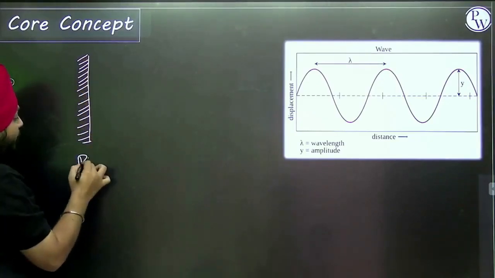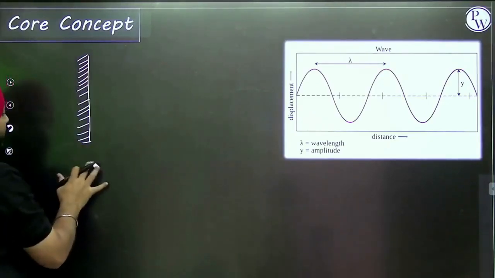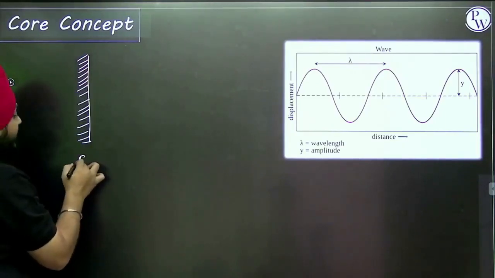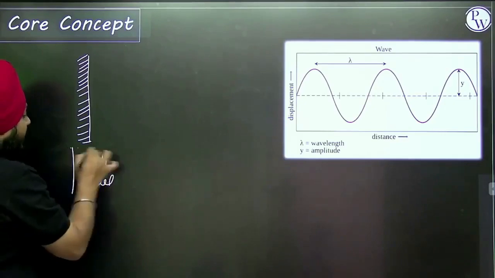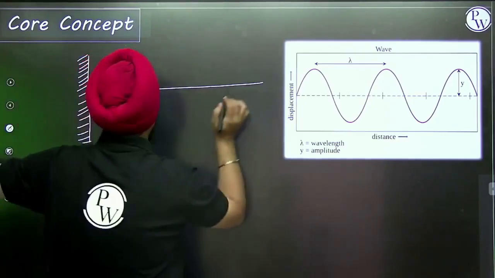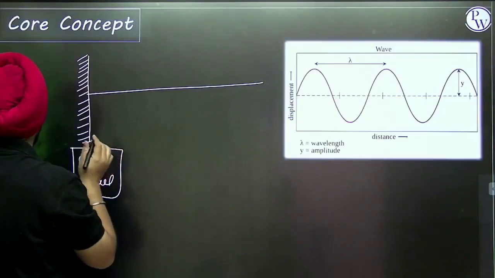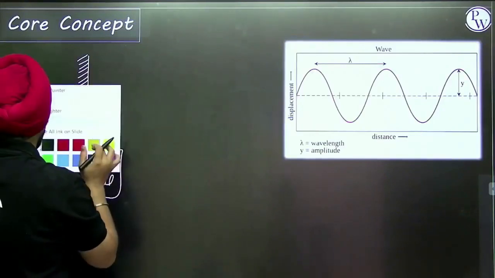See, this is the rigid wall, right? Now we are going to correlate the first two presentation slides to understand the concept of the waves. This is a rigid wall, and this is a string attached to it. I'm extremely sorry for this stuff.